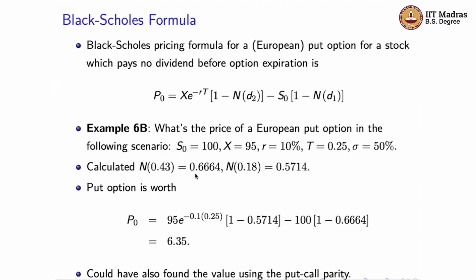And you can then plug this in, right? So N of D1, remember, was 0.6664, N of D2 was 0.5714. So if you plug this in, as well as X equal to 95, r equal to 0.1, T equal to 0.25 in this formula, you can actually calculate what the put price is going to be worth, right? So that's 6.35.